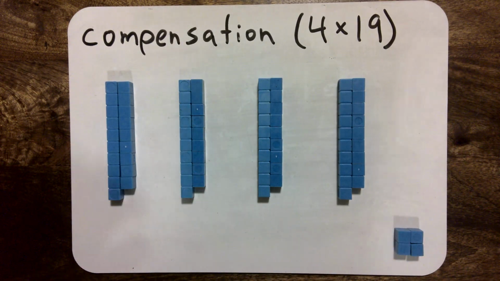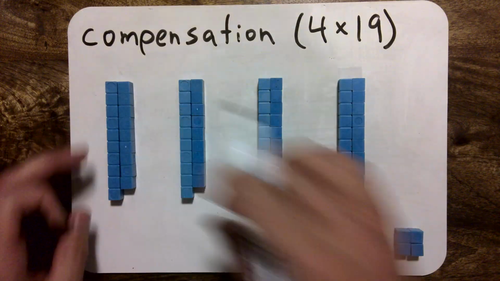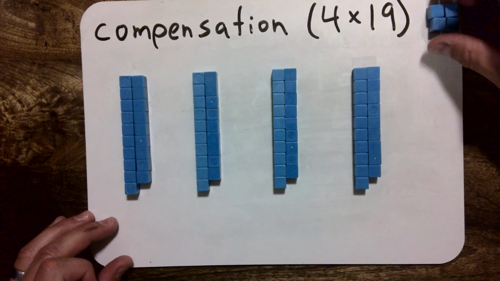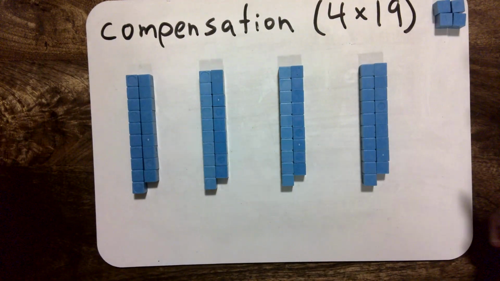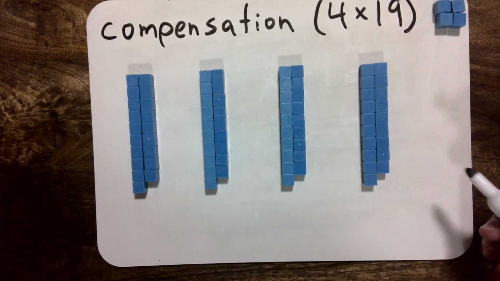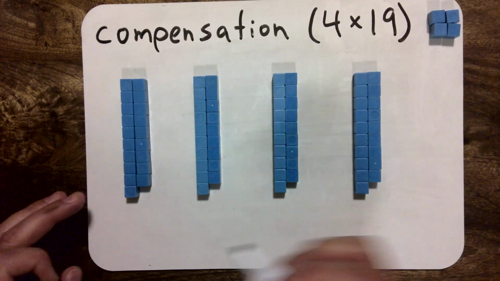And then the abstract model that aligns with this: essentially we're just rewriting this quantity of 19 as 20 minus 1.